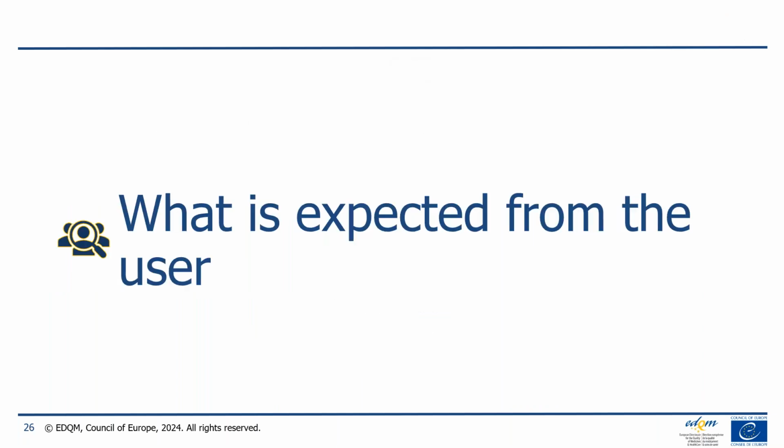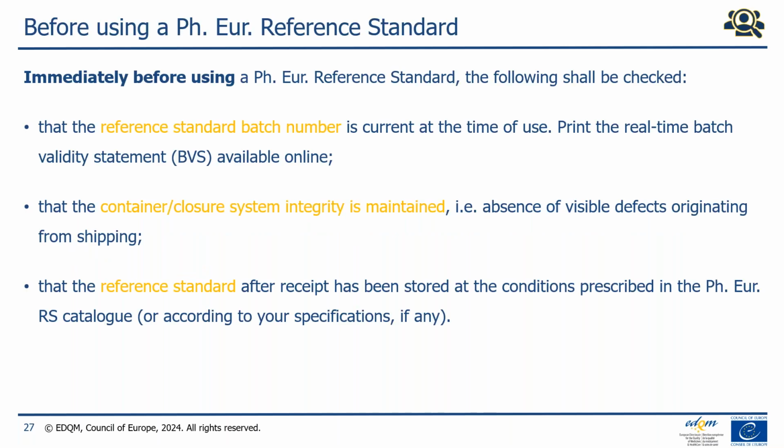So let's move on to what is expected from you as a user. Before using a reference standard, you should check that the batch number is valid for your analysis at the date of your analysis by printing the batch validity statement, the BVS, from the online catalog. You also need to inspect the container and the closure system for integrity, and you need to ensure the reference standard has been stored properly at your facility.